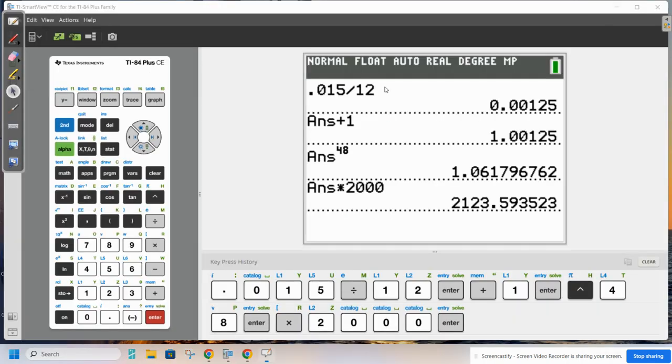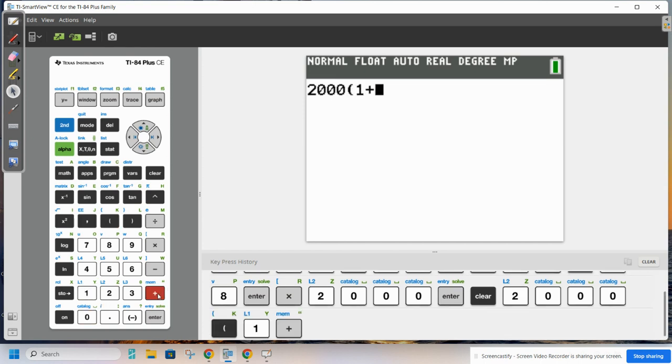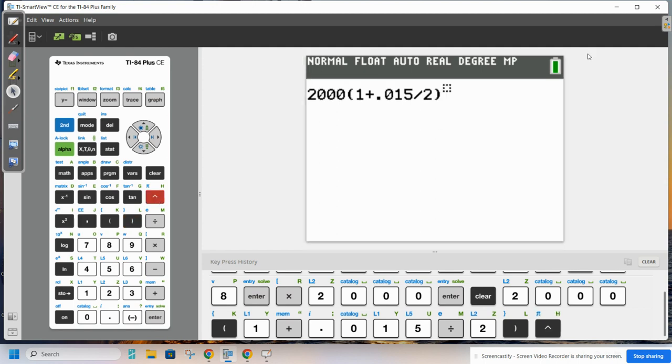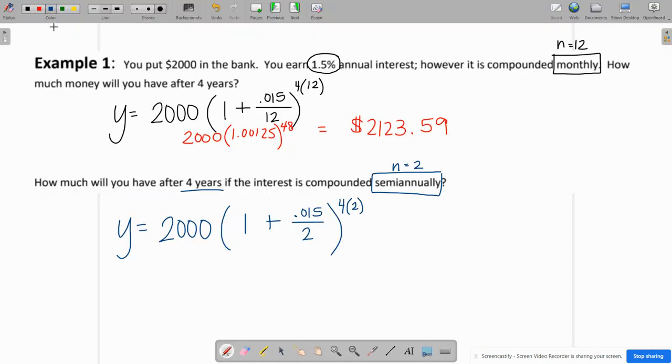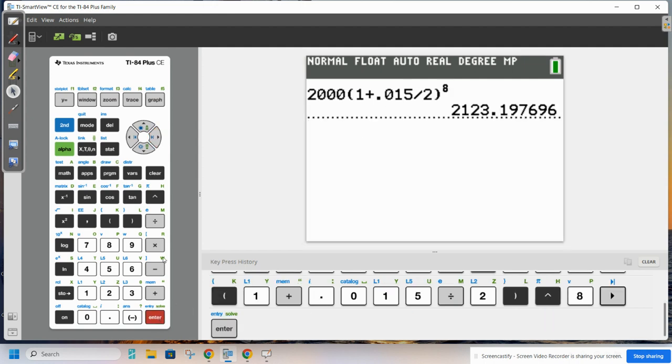So again, following order of operations, depending on what type of calculator you have, you might be able to type all of this in at once. So I can very carefully input this and say 0.015 divided by 2, and then raising that to the, what was it, the 8th power? Yeah, the 8th power. And in this particular calculator, it is going to follow order of operations. So is it possible to type all of this in at once?